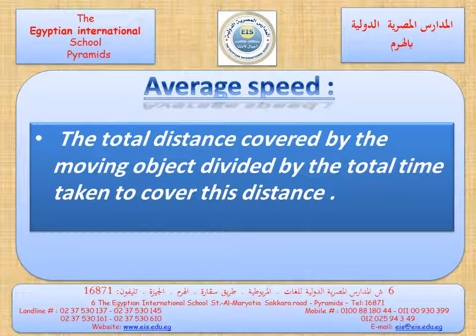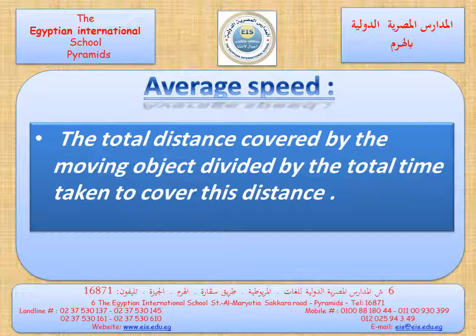It's the total distance covered by the moving object divided by the total time taken to cover this distance. So, in the average speed, the object moves many distances in many times.